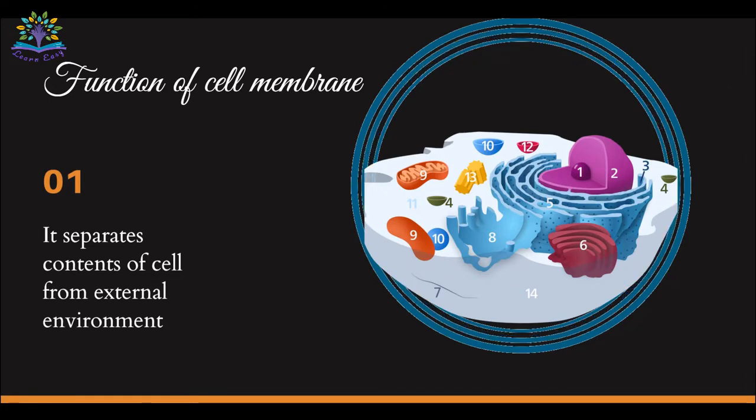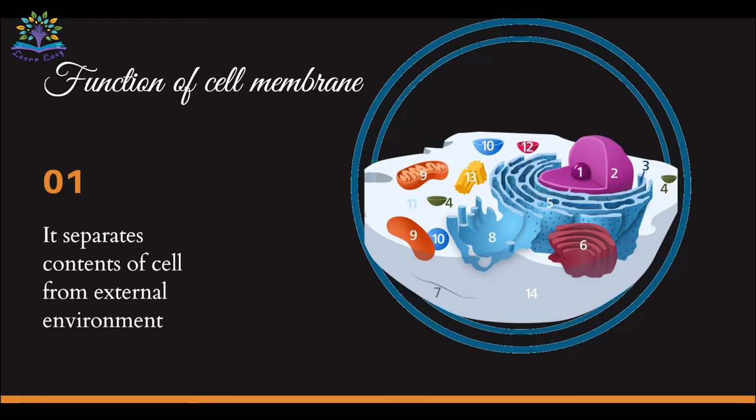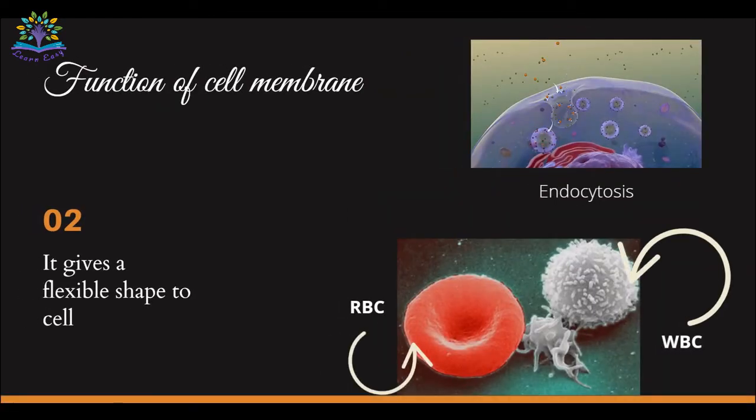Now let's see the functions of cell membrane. It separates the contents of the cell from its external environment. It gives flexibility to the cell. This flexibility is very advantageous. Let's see how. Due to the flexibility of the cell membrane, it can absorb food molecules inside the cell, and this process is known as endocytosis. This is especially important in unicellular organisms like amoeba.